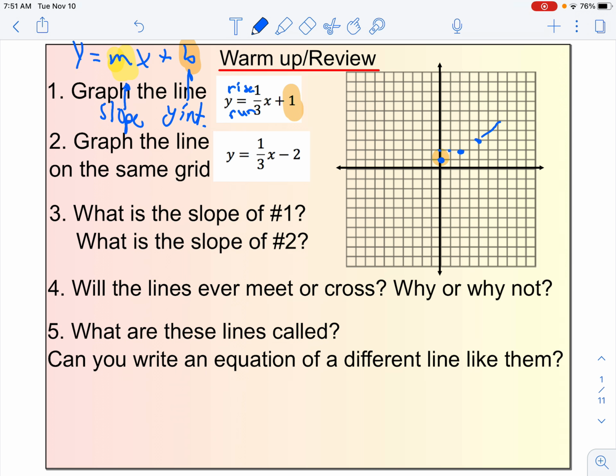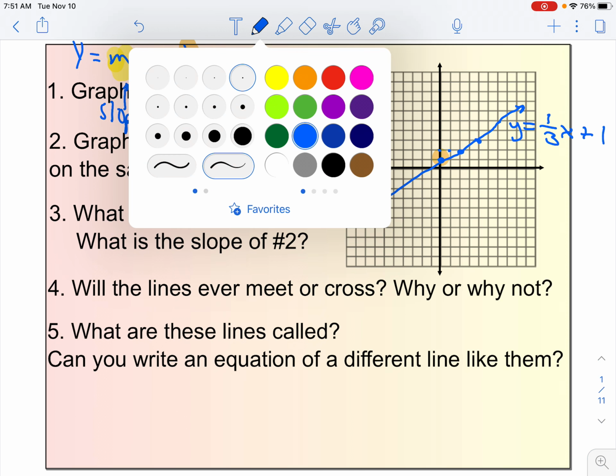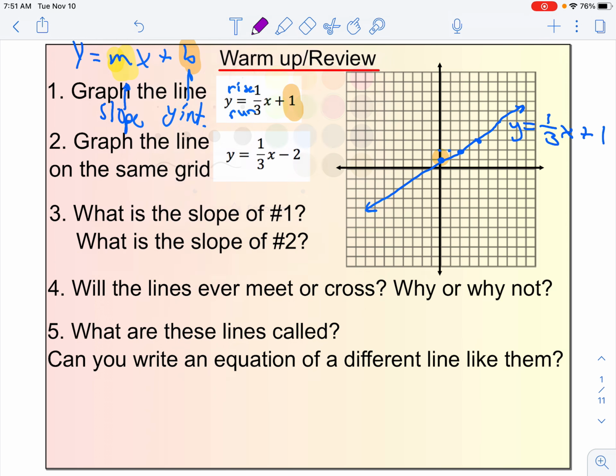So here is our line. That's the equation of our line number 1. So this equation is y equals 1/3 x plus 1. All right, so now you try the second line. Pause the video and see if you get it correct, and then restart the video to see if you have done it correctly. Okay, so you plot your y-intercept at -2, and then you use your slope of rise of 1 and a run of 3.